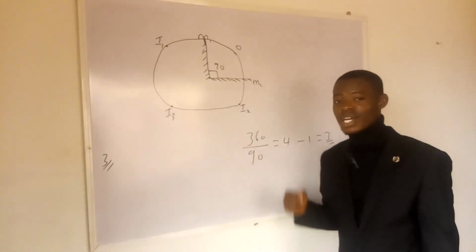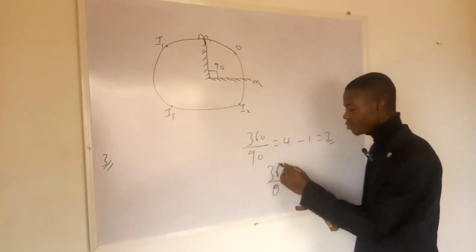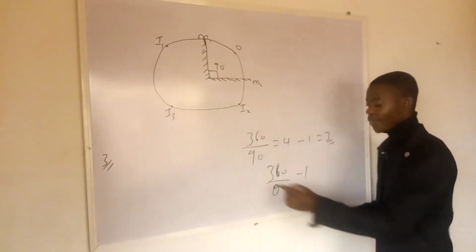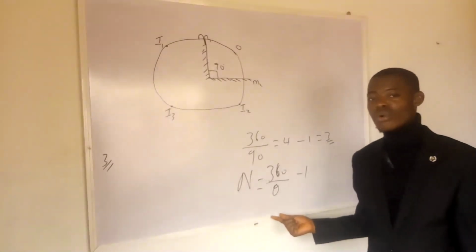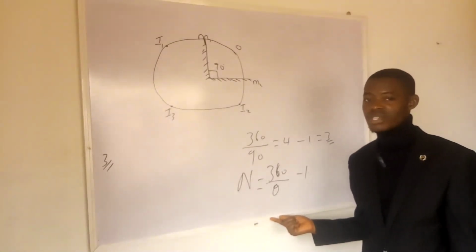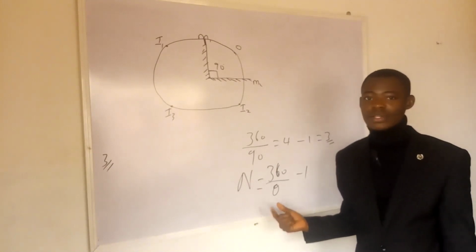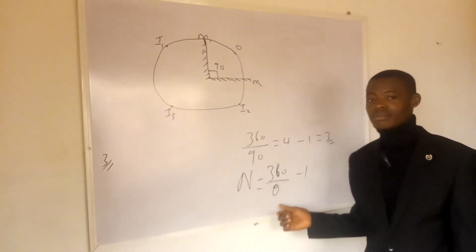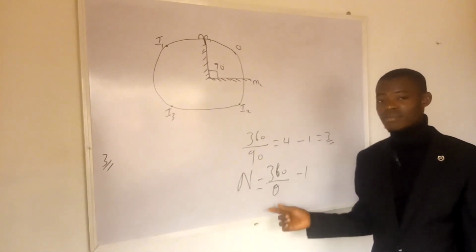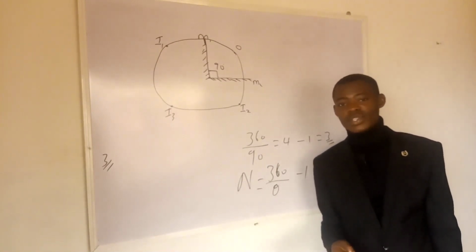This formula can be generalized as 360 over theta, minus 1. That will provide the number of images that will be formed by two mirrors inclined at an angle to themselves. So this is something you want to keep in mind in case you are dealing with problems involving inclined mirrors. To find the number of images that will be formed by the two mirrors, divide 360 by the angle between them, and subtract 1 from it. That will give you the answer.